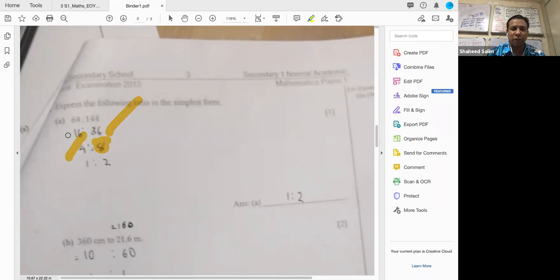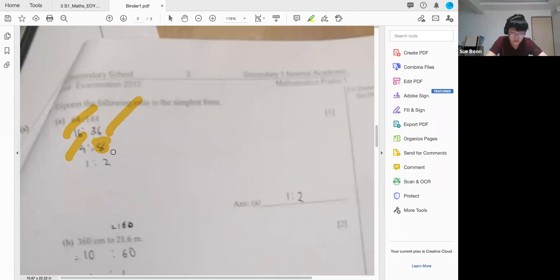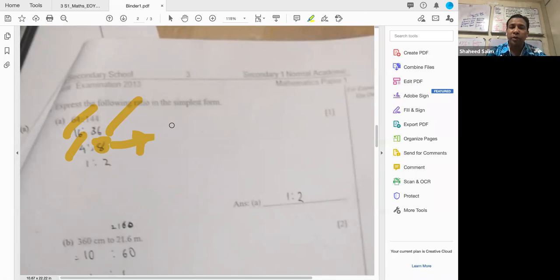You can use your calculator to check, no problem. What you do? 64 divided by 4 divided by 4. What's your answer? Do you get 1? Do you get 4? Use calculator. 144 divided by 4 divided by 4. Do you get 8 or 9? What do you get? 9. So down here, Edmund, no excuse. You got to be able to check because you have calculator with you. So 4 is to 9 is the final answer.